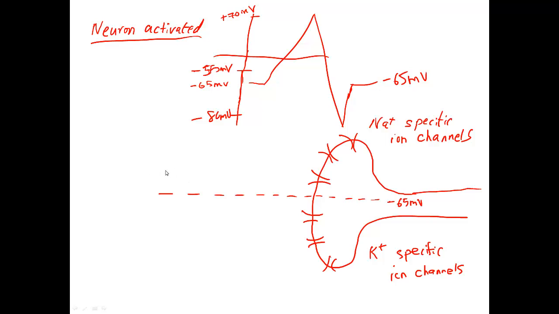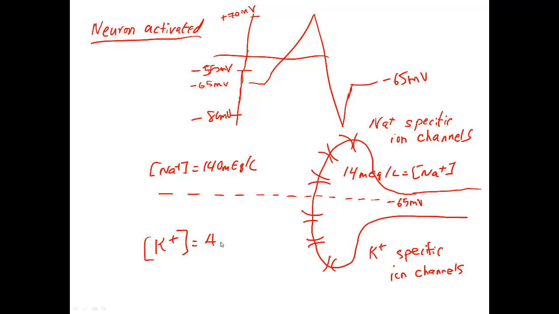We know that extracellularly, our sodium concentration is 140 milliequivalents per liter. And intracellularly, it's 14 milliequivalents per liter. For potassium, it's sort of the opposite. Potassium on the outside, it's going to be about 4 milliequivalents per liter. And on the inside, it's going to be about 120 milliequivalents per liter.